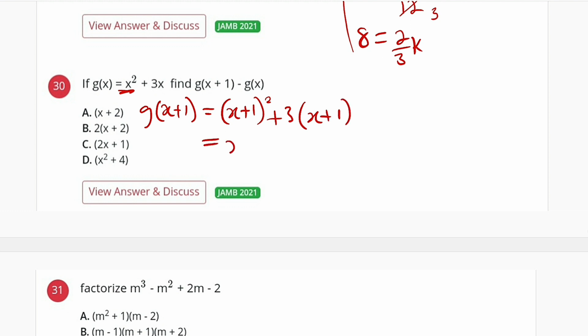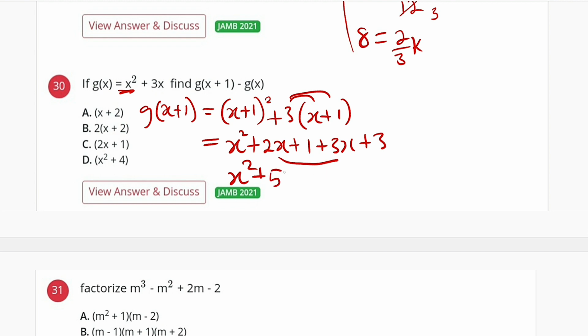If you expand this, you have x squared plus 2x plus 1. Then if you distribute here, you have plus 3x, then 3 times 1 is 3. This will give us x squared plus 2 and this will give us 5x, and 1 and this will give us 4. So this is g of x plus 1.